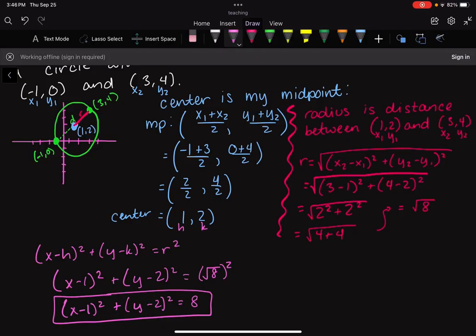Now, if you had found the distance between -1, 0 and 3, 4, you would have been finding the diameter. That's fine, you just have to remember to divide the diameter by 2 to actually get the radius. So you'd have to divide it by 2 before you plug it into the formula. So I think we're good there.